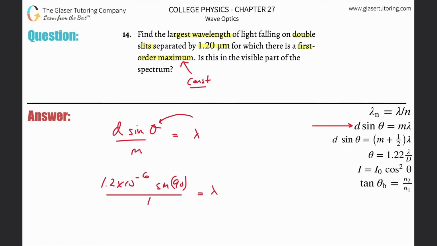So this is going to be 1.2 times 10 to the minus 6 multiplied by sine of 90. Wait a minute, that's 1 and that's 1. Oh my goodness. Right. Here's the wavelength: 1.2 times 10 to the minus 6. And I guess we should plug in an extra 0 for sig figs, but you know, whatever. And this is in terms of meters. All right. And that's then the max wavelength.